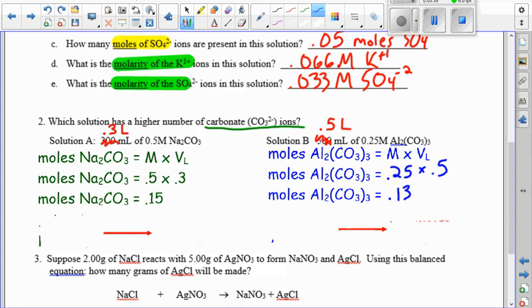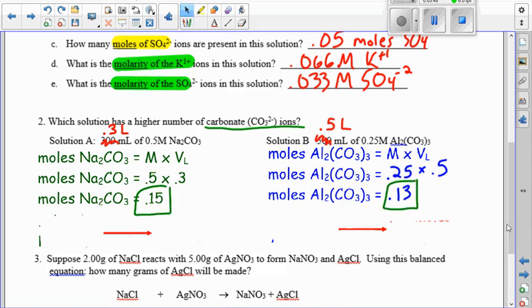of aluminum carbonate. Now, some people will be like, all right, cool, this one has more carbonate right there because 0.15 is higher than 0.13. But be careful. On the left, we have moles of sodium carbonate, not moles of carbonate, moles of sodium carbonate. On the right, we have moles of aluminum carbonate. Sodium carbonate and aluminum carbonate are two completely different things, and so we can't compare those apples and oranges. So if we want to compare these two, we need to first make sure they have the same units. So we got to scratch that there.